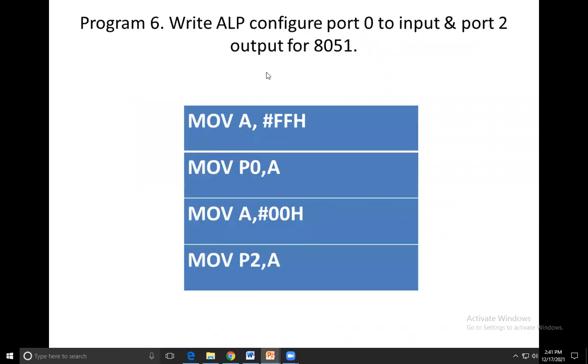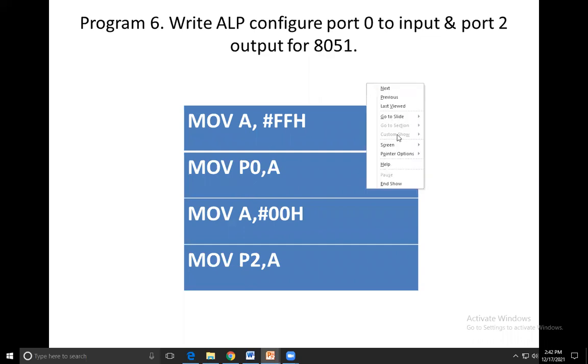Next is write an ALP to configure port 0 as an input port and port 2 as an output port. Such a program asks for 4 marks. Why am I taking this program? Because this is important for your online examination also. If they give port 0 as FFH, they may ask whether it is an input port or output port. Configure means you have to make port 0 an input port and port 2 an output port. We have discussed this one, it's very easy.